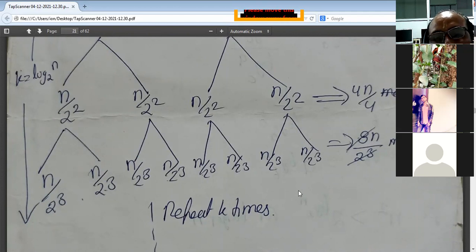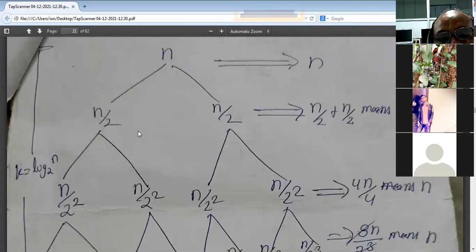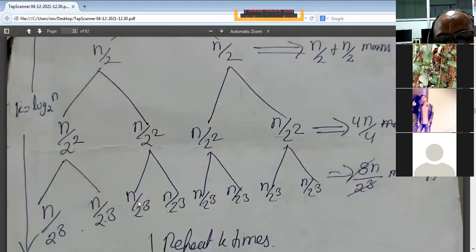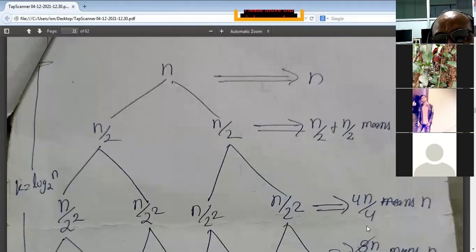Now you can see at each level work done is n. Here 2n by 2 is n, 2 cancels 2, n remains. So in all of them remaining is n, and we have to add all of these levels. We have to add this level, this level, this level. So we will get the work done at each level. At each level work done is n.